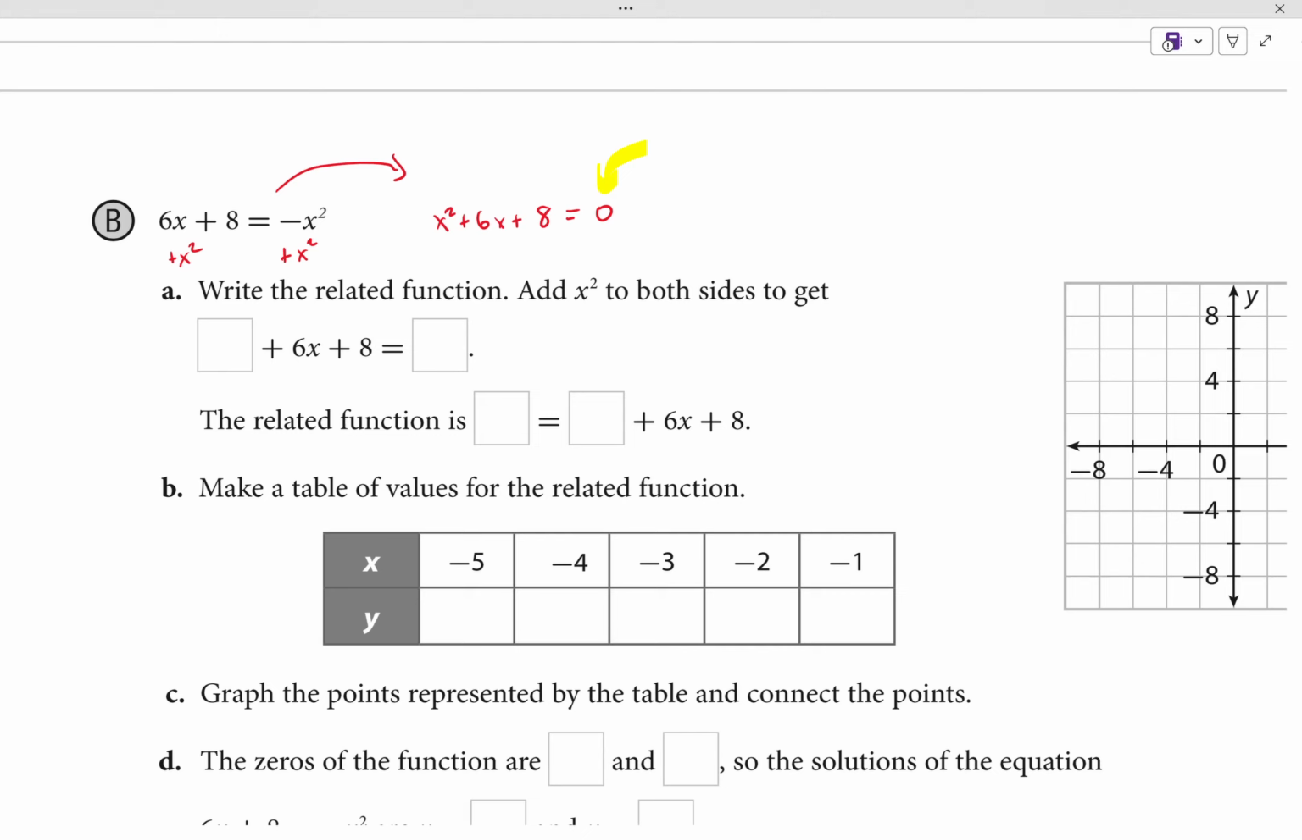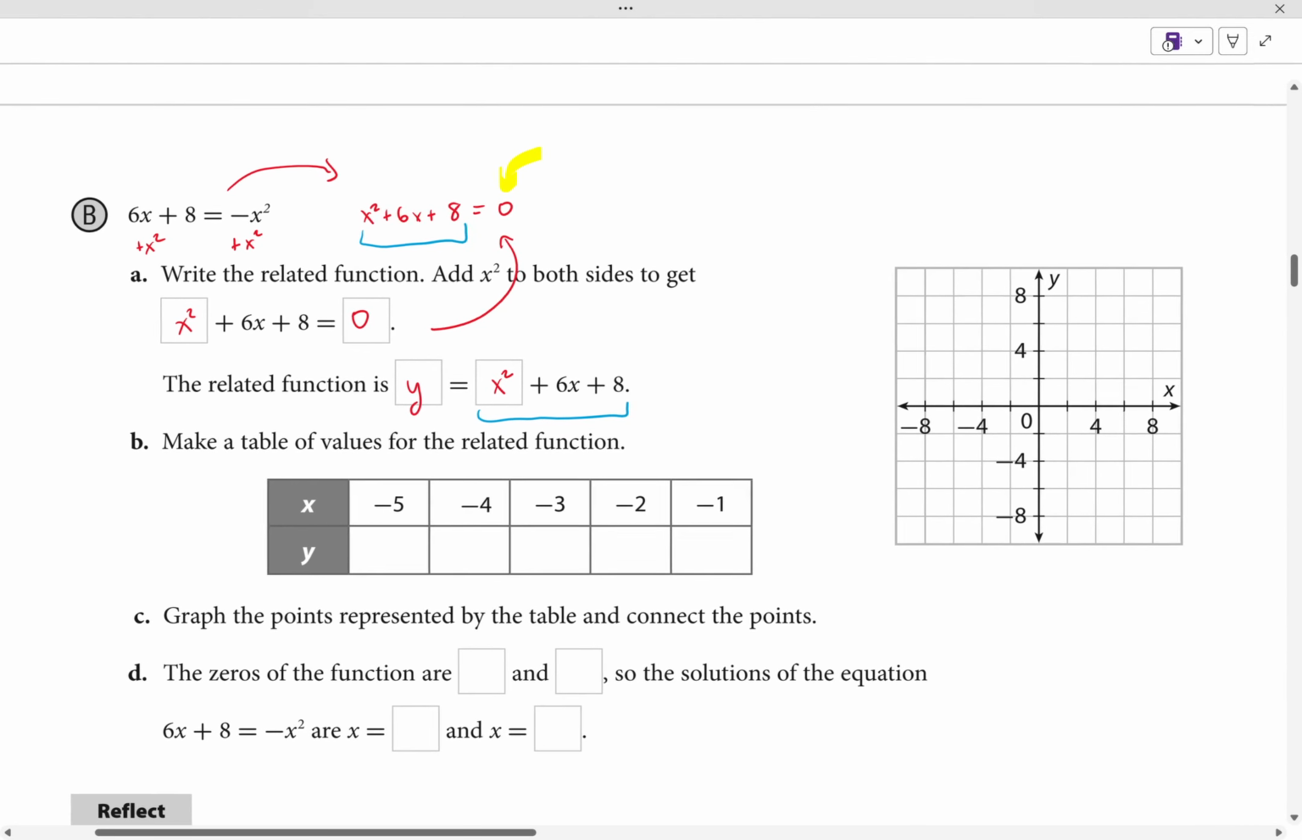So our related function is, again, the quadratic on one of the sides. So x squared plus 6x plus 8. Is this equal to 0? I'm sorry, that's right, that's the equation we actually just got right there. I should have written it there. The related function is just the thing on the left side, so I'm going to say the function y is equal to x squared plus 6x plus 8. This is the blue thing.